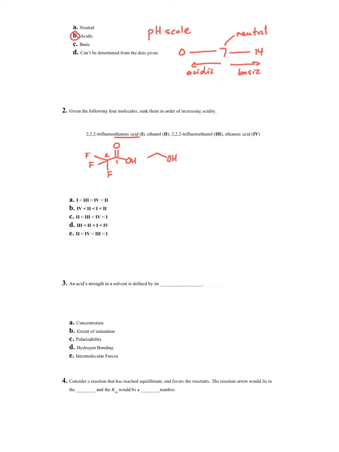We have ethanol. We have 2,2,2-trifluoroethanol. So again, let's draw ethanol. There's the 1 carbon, there's the 2 carbon. So we have fluorine, fluorine, fluorine. And then finally we have ethanoic acid.